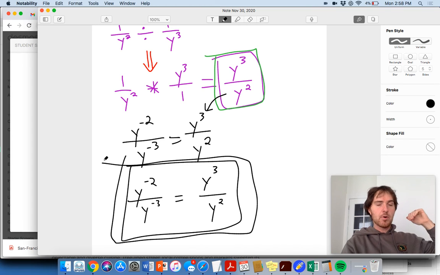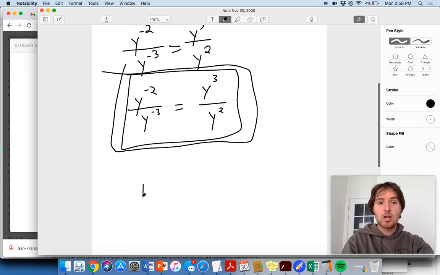If your negative exponential expression is in the bottom, in the denominator, you simply move it to the numerator and then make the exponent positive, okay? And we can look at this, maybe chunk it up here too, right?